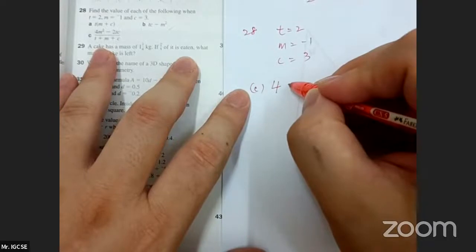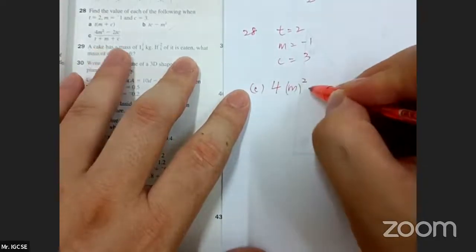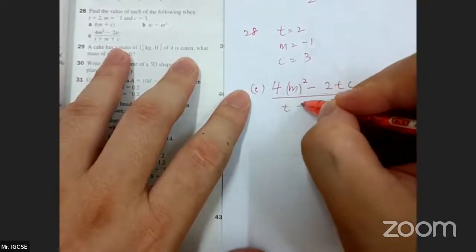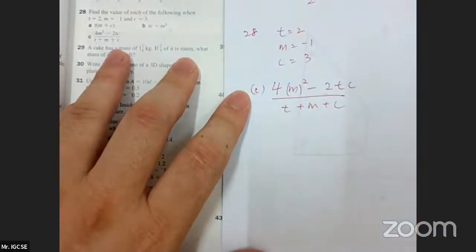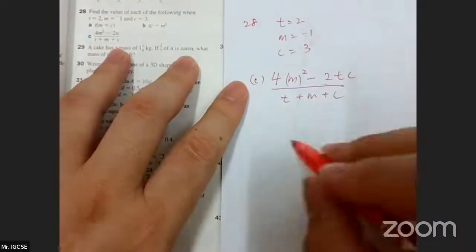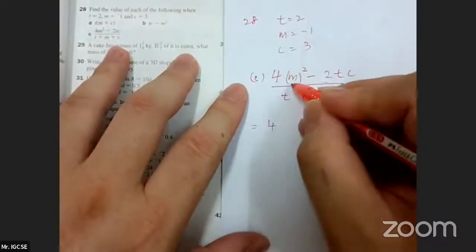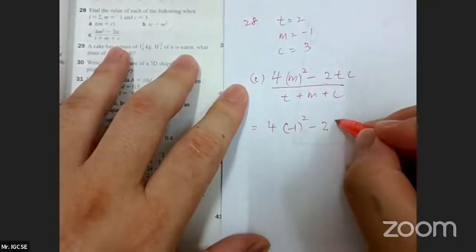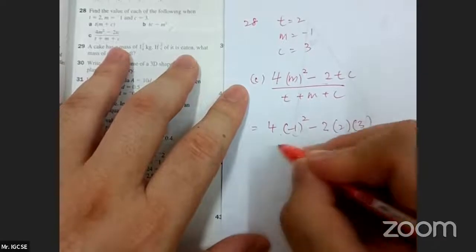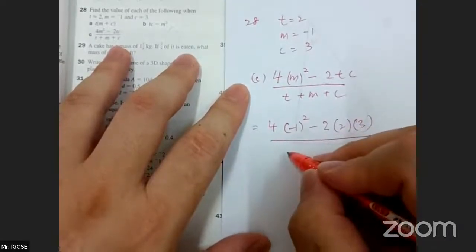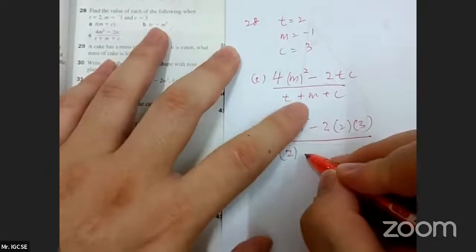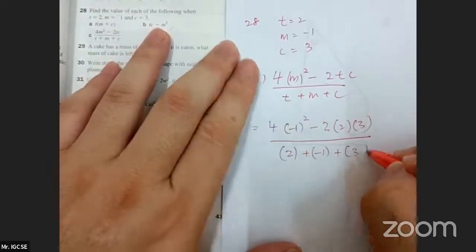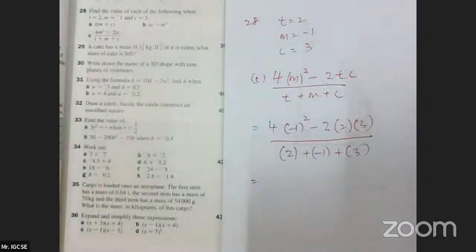4 times M power of 2 minus 2TC, divided by T plus M plus C. Remember, when you substitute any number, always put a bracket. So M is -1, so (-1) power 2 minus 2, T is 2, C is 3, divided by T, which is 2, plus M, which is -1, and plus C, which is 3. So now only you can do it, okay?